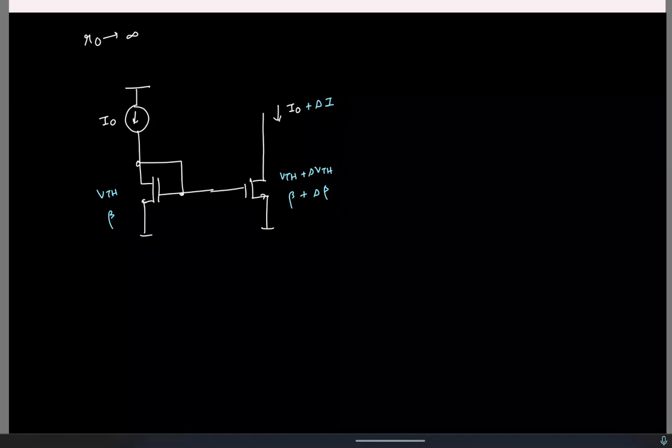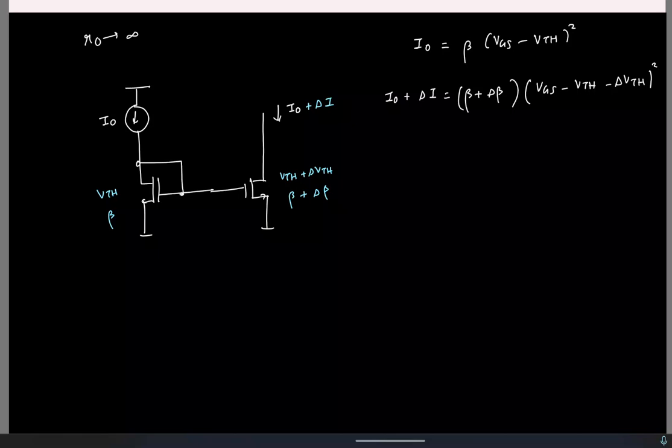So of course the current in the first transistor, the diode connected transistor, is I naught, which is beta times VGS minus VTH whole square, straightforward. In the second transistor, the current is I naught plus delta I. So that is beta plus delta beta times VGS minus VTH square.